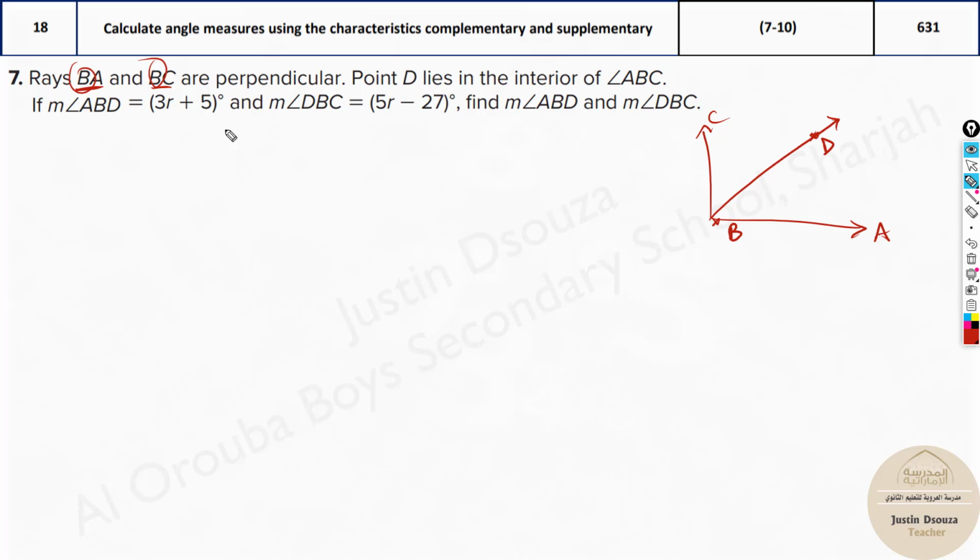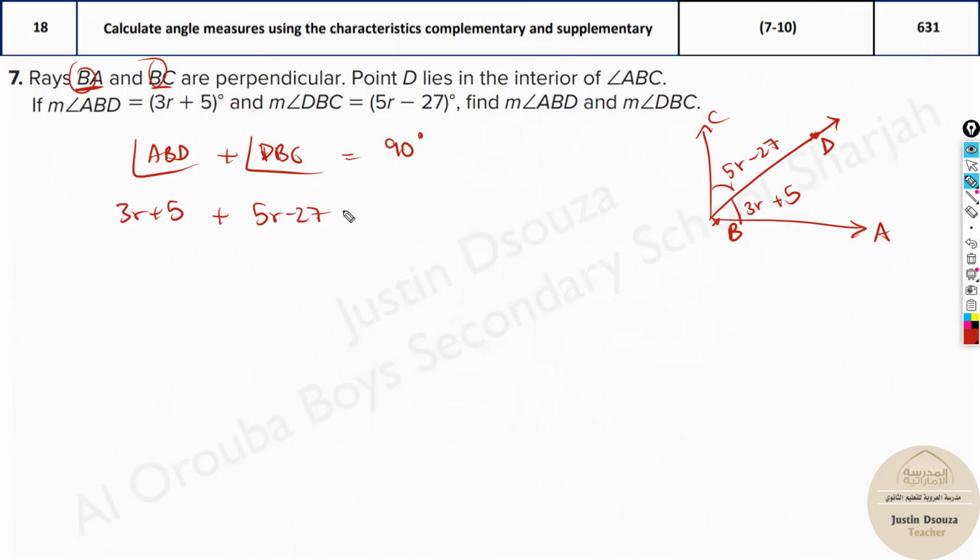Now we can get these angles, right? ABD is 3R plus 5, and DBC is 5R minus 27. You need to find these measures. This is fine because we can easily find R now. When we add these two angles, ABD plus DBC, we will get 90 degrees because they are perpendicular, so they're complementary. ABD is given to be 3R plus 5, plus 5R minus 27 is equal to 90.